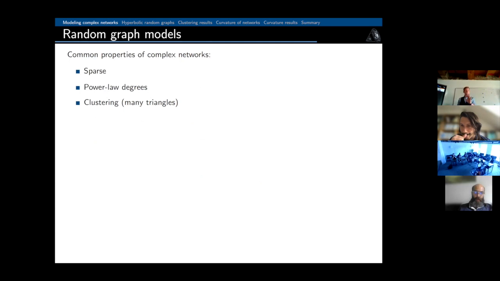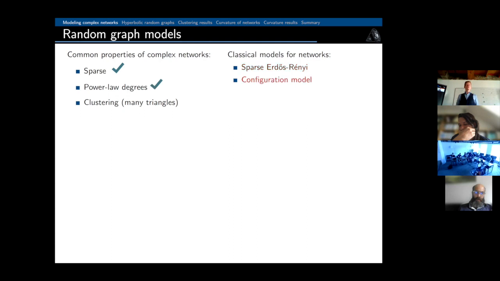So let me just quickly tell you what the most known, standard models can do. Here are the three properties, and there are lots of classical models for networks. The most classical, of course, is Erdős-Renyi, or the sparse version of Erdős-Renyi, where you just drop edges independently with a probability that you divide by n. Then you get a sparse network, but the degrees are not power law, they're Poisson. And there's no clustering.